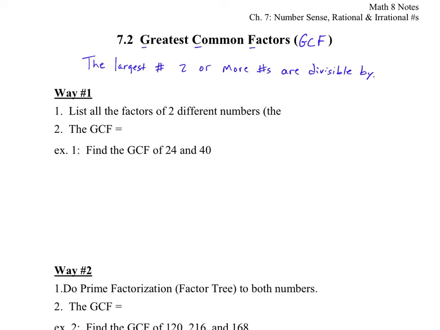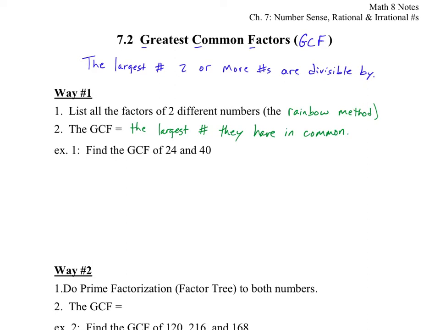And we have two different ways to do this. This first way is going to be to list all the factors of the two different numbers. And by that, it's kind of like going back to what we were doing yesterday. You could look at it as though it's the rainbow method. That's how some of the lower grades teach it. And then the greatest common factor is going to be the largest one they have in common. So greatest common factor equals the largest number they have in common.